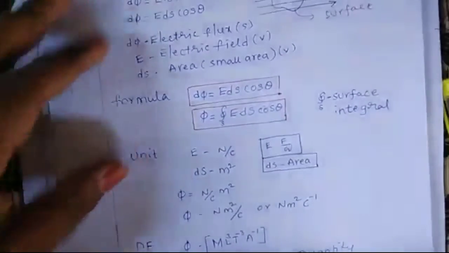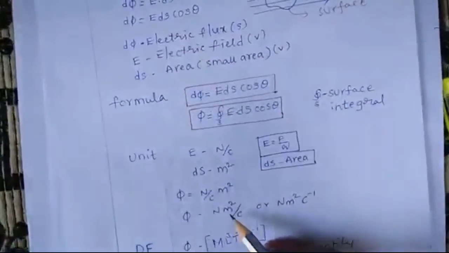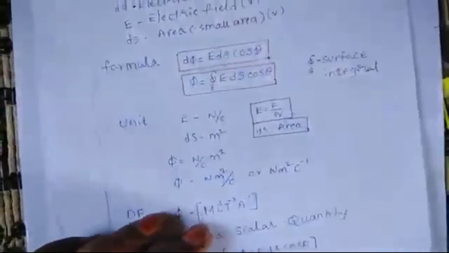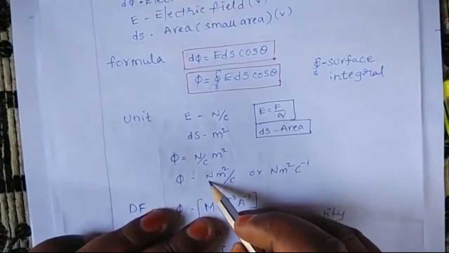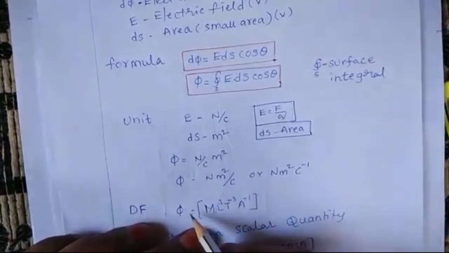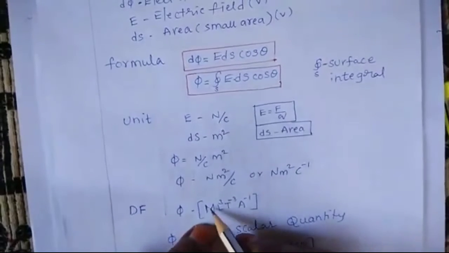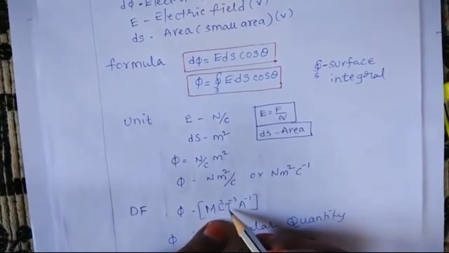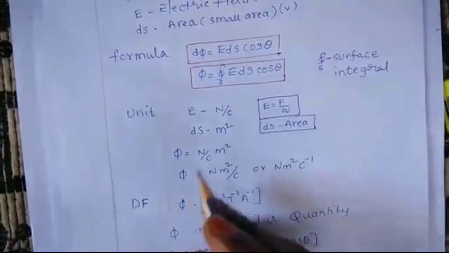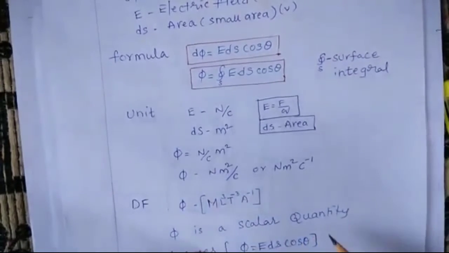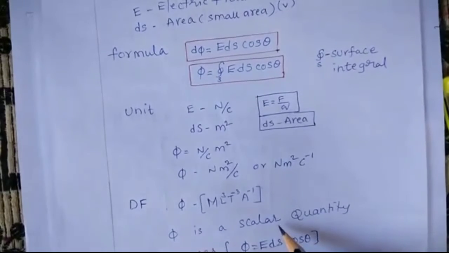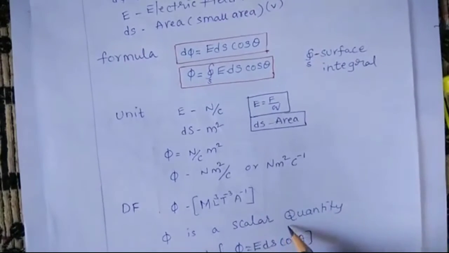Coming to the dimension formula. By using the dimension formula for force, and area and charge, we can get the dimension formula for electric flux: M power 1, L power 3, T power minus 3, A power minus 1. This electric flux is a scalar quantity. We know that a physical quantity having only magnitude, not direction, is called a scalar quantity.